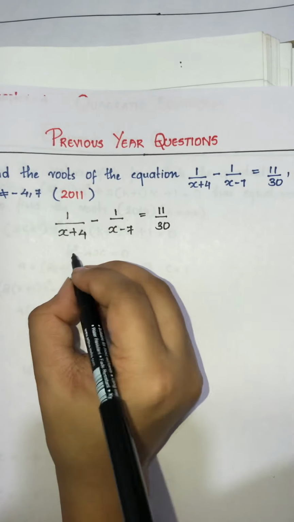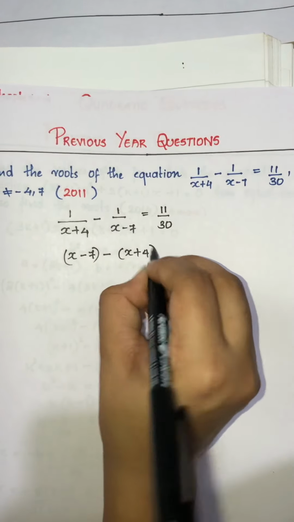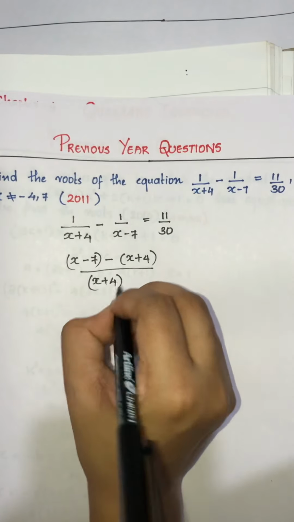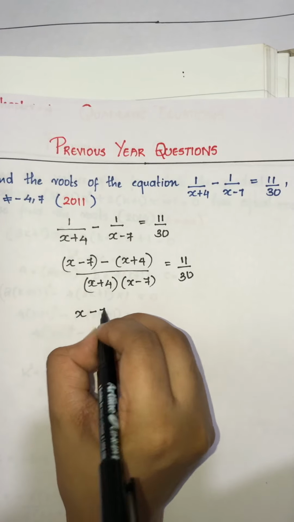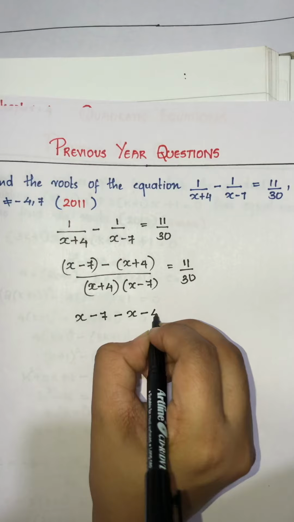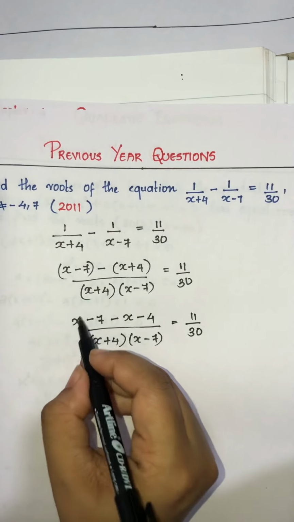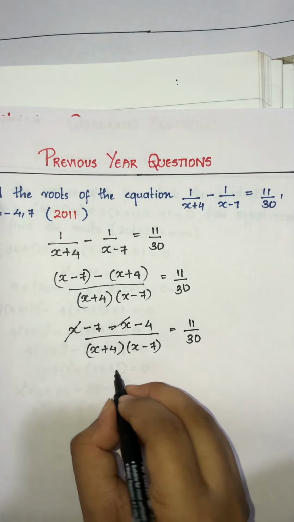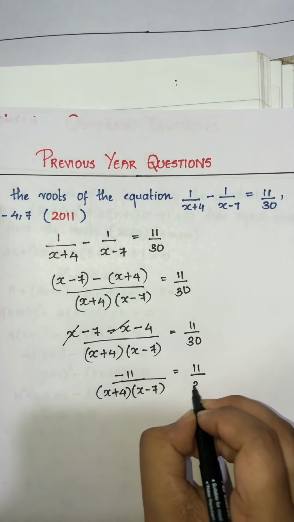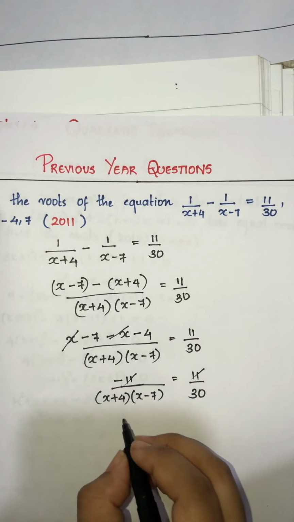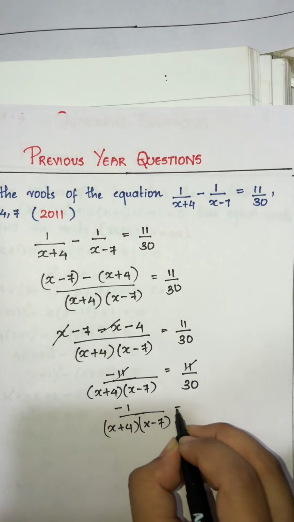To find the roots, we cross multiply: [(x − 7) − (x + 4)] / [(x + 4)(x − 7)] = 11/30. Removing the bracket in the numerator, we get (x − 7 − x − 4)/((x + 4)(x − 7)) = 11/30. The x and −x cancel out, and −7 − 4 is −11. So −11/((x + 4)(x − 7)) = 11/30. Cancelling 11 on both sides, we get −1/((x + 4)(x − 7)) = 1/30.